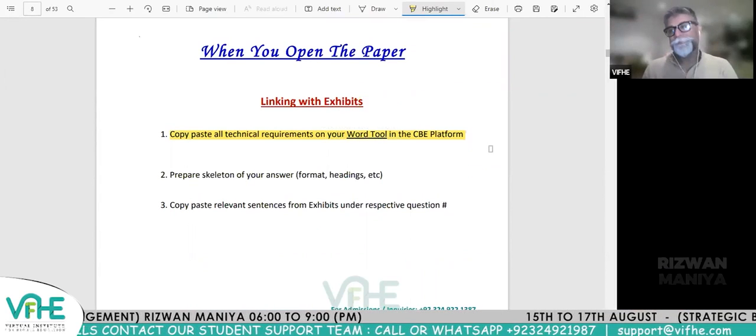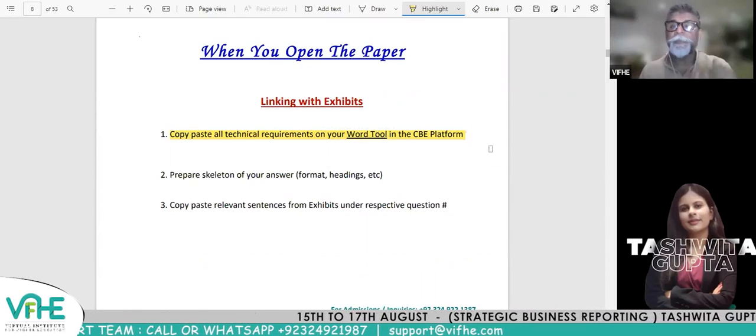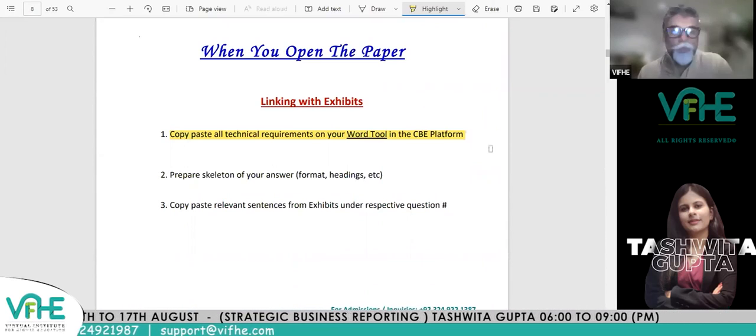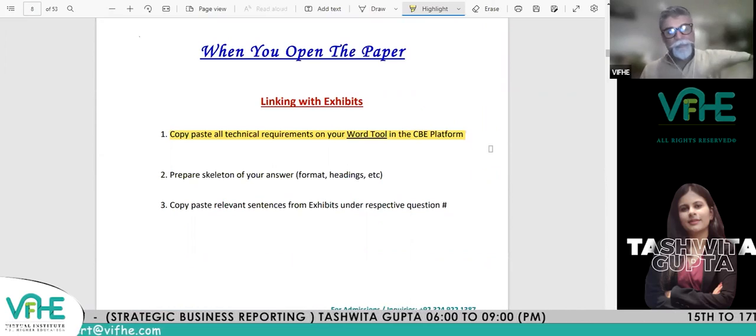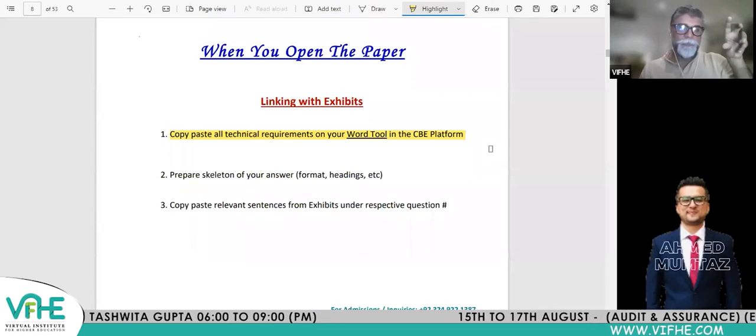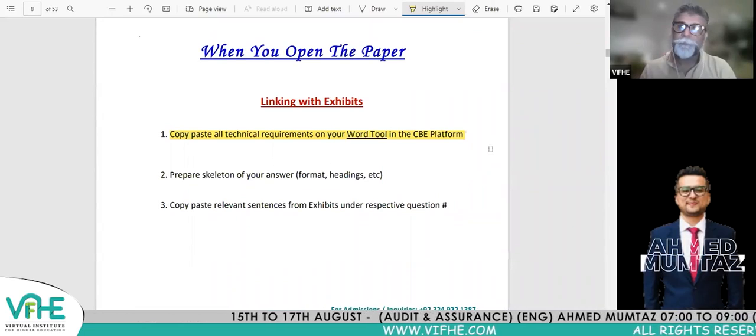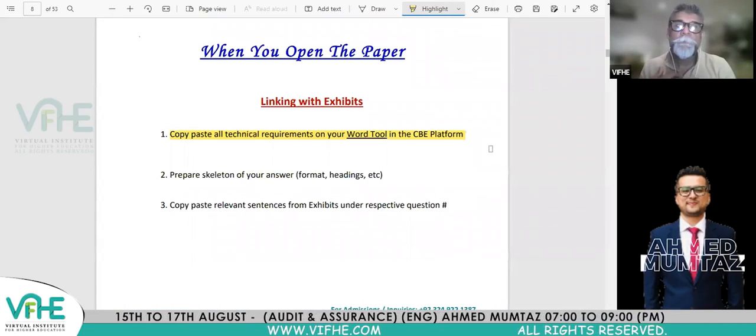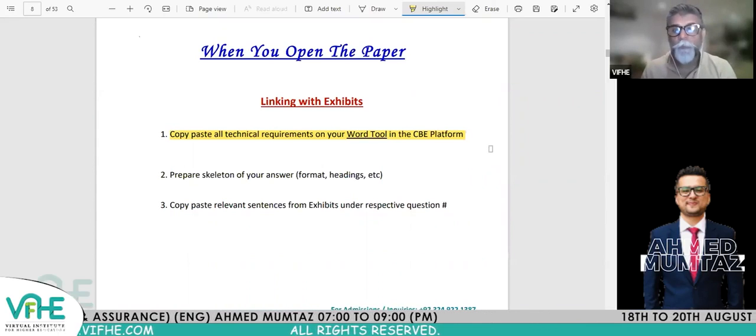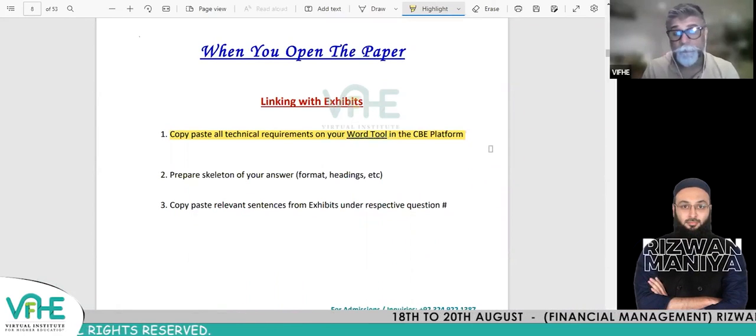Why is that important? For 2 reasons. Number 1, your requirements are scattered. They are not in your CBE platform. The requirements are not on one page. They are all scattered. So there are like 3 or 4 or 5 annexures or screens for your requirement. So many students are not able to remember all the questions, all the requirements. Obviously, right? Even I can read all the requirements, but I can't remember all of them.